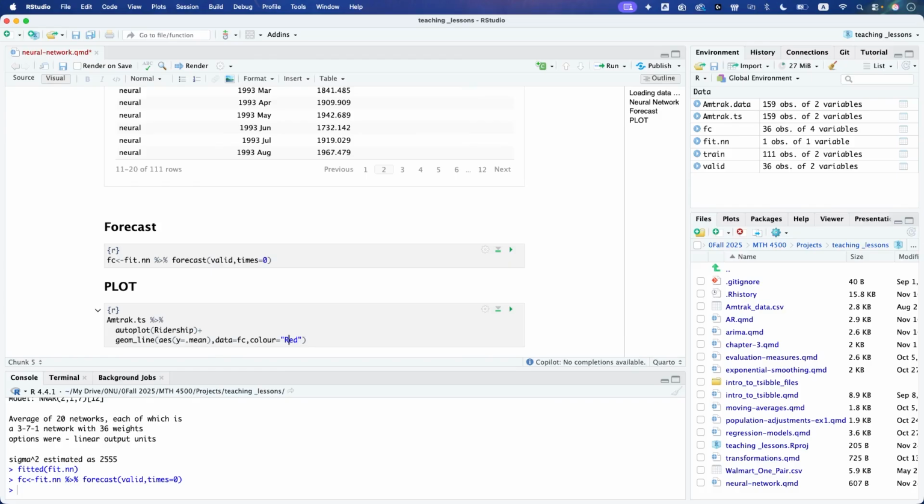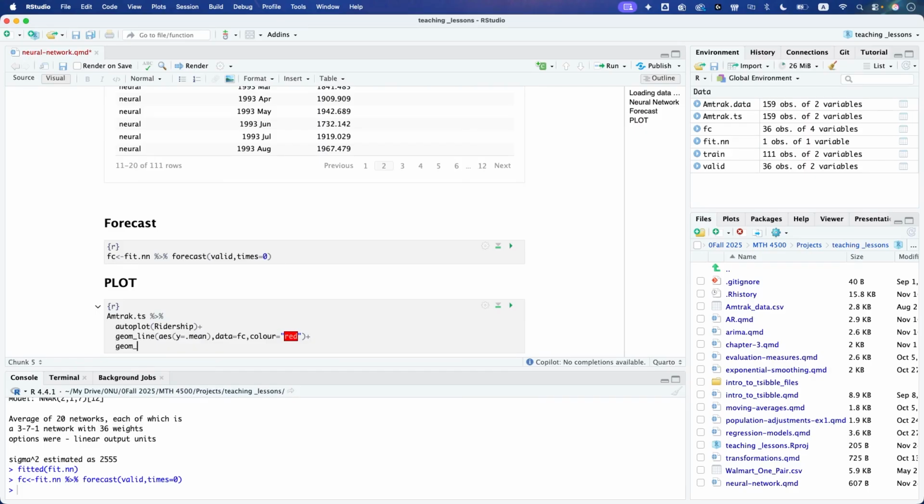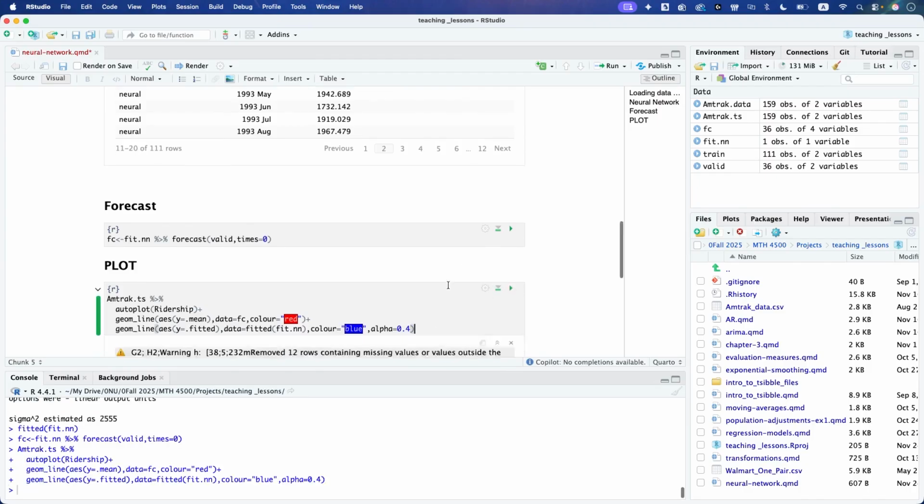So what we got is the autoplot first, which is the time series. Then this is my forecasted line, right? Also, let me add a geom_line for the training, okay? For the training, we have y equals the fitted. From where? What is my data? fitted of fit.nn, right? We can specify the color to be blue, because the blue is going to be on top of the black, the original one. Let's have alpha be 0.4. Then we can add the title, etc. Let me run this first.